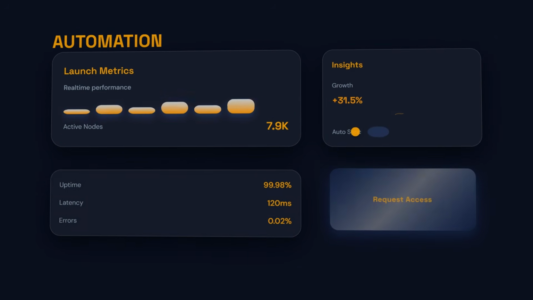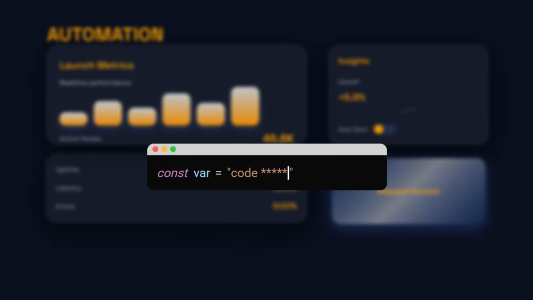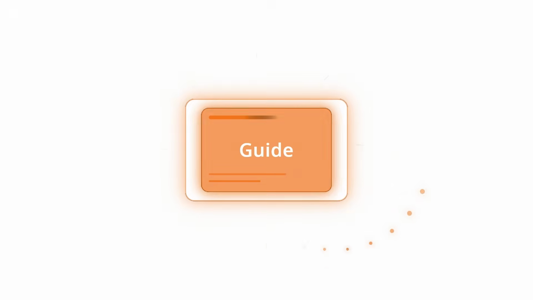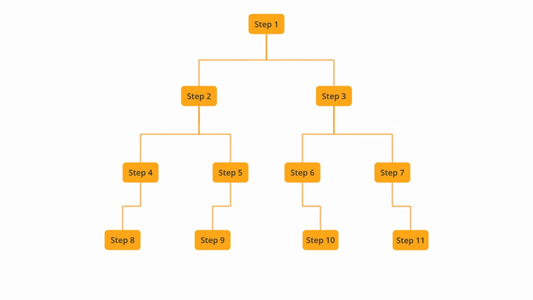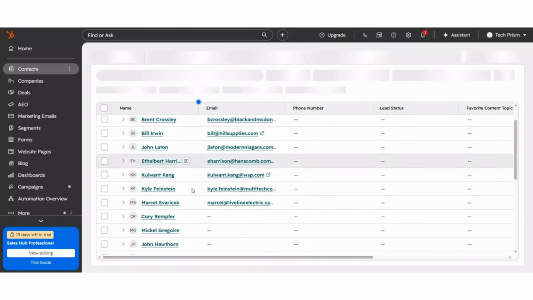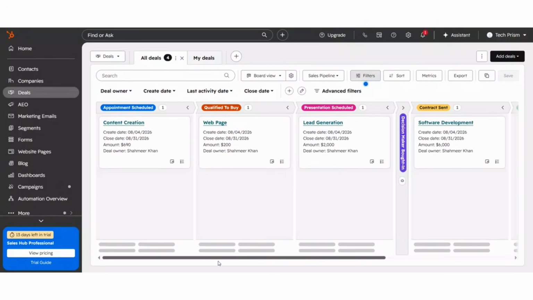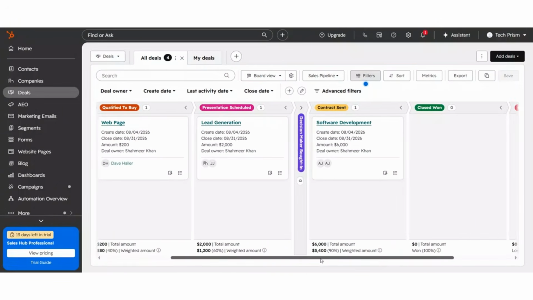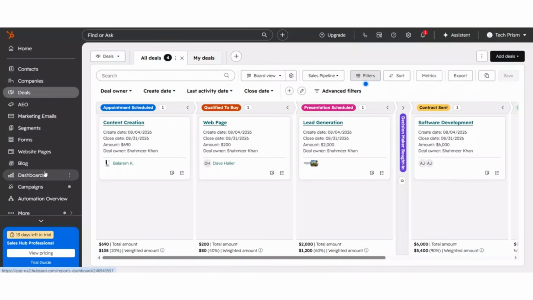If you've ever wanted automation without touching a single line of code, here's the complete walkthrough for building workflows inside HubSpot Smart CRM. From your first trigger to a fully automated sequence running on its own. This one builds directly on the funnel from the last video. Once leads are flowing in and deals are moving through your pipeline, workflows are what keep the whole thing running without someone manually pushing every record forward.